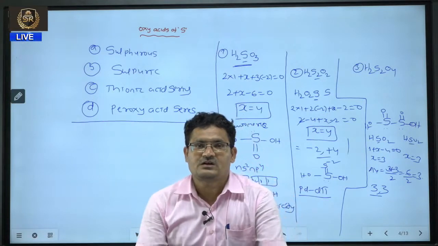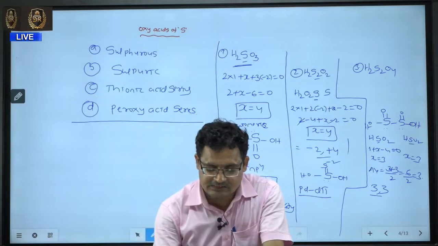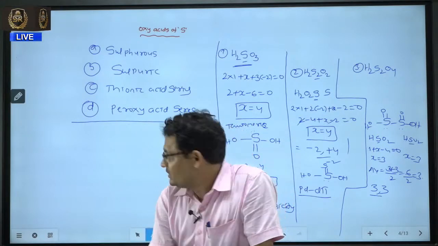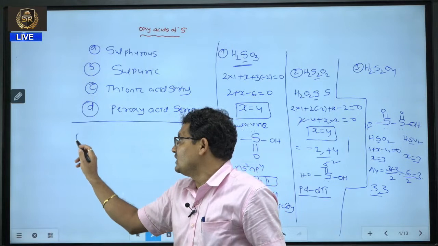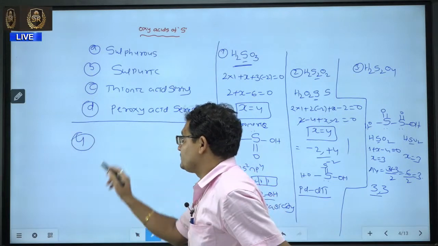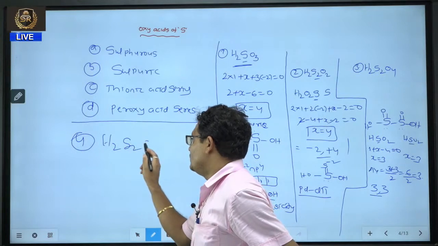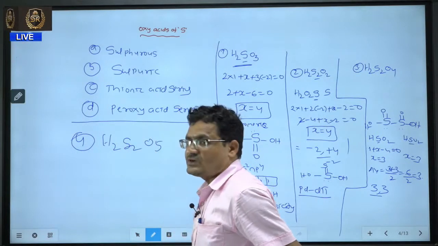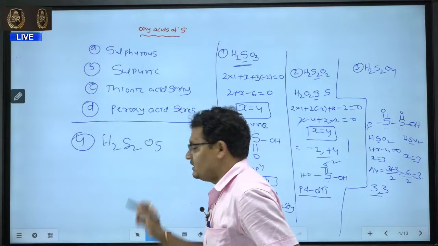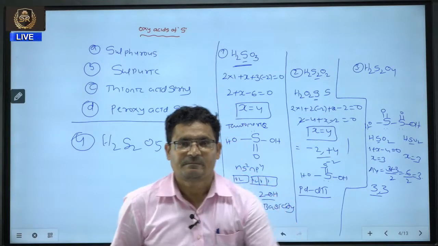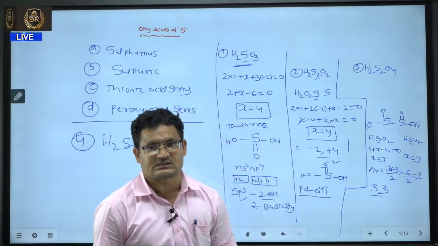Now pyrosulfuric acid, that pyrosulfuric acid formula is H2S2O5. So how to do that fourth one? H2S2O5. First we find oxidation states of this one. Here pyro is nothing but a double bond oxygen is there.